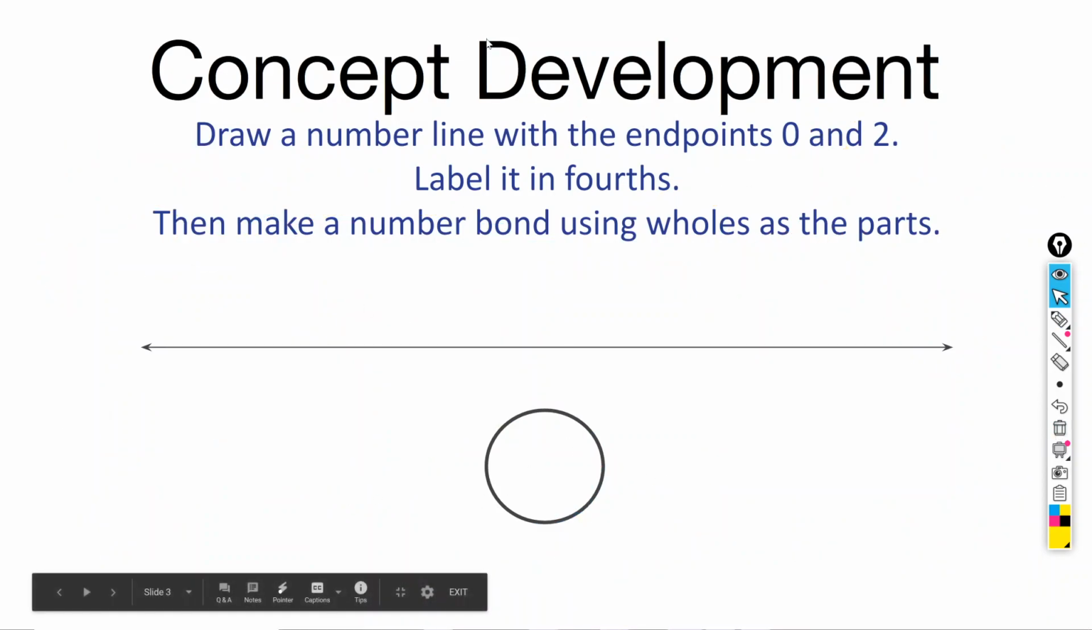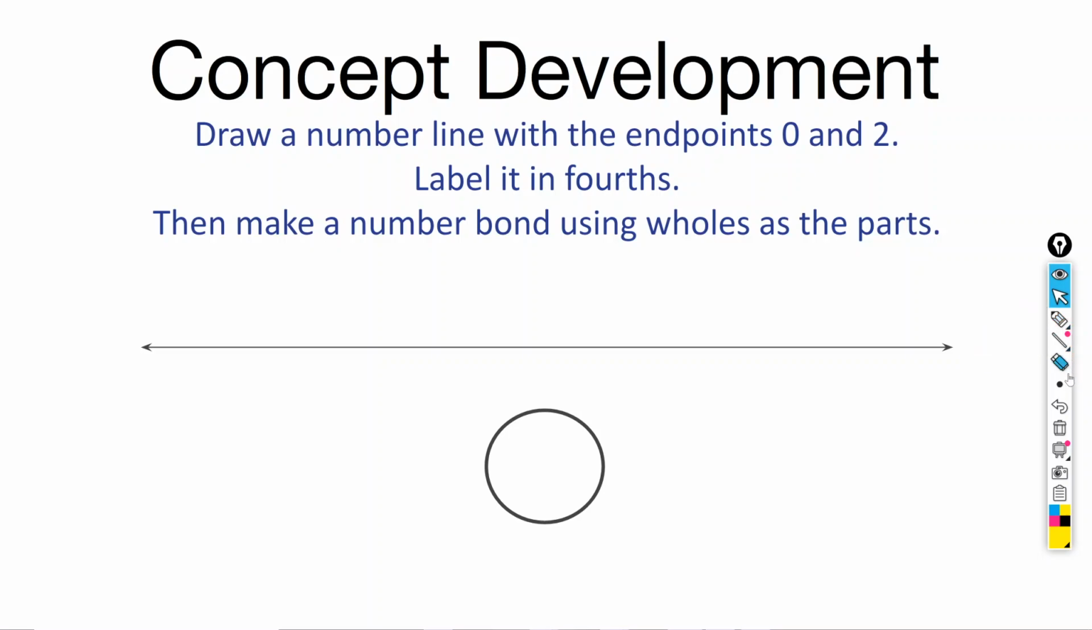Draw a number line with endpoints 0 and 2. So let's do that first. So 0 and 2. Label it in fourths. So first, to do that, I need to break up this 0 and 2, and I'm going to put another line here in the middle and label it with a 1 because I know that 1 comes between 0 and 2.